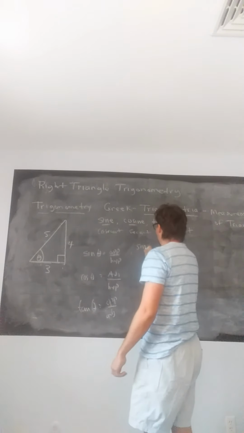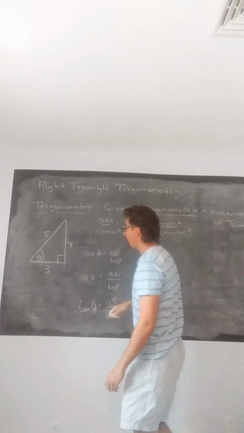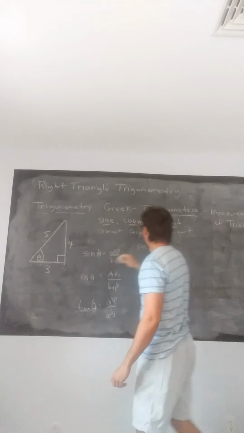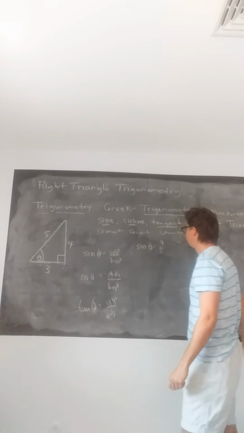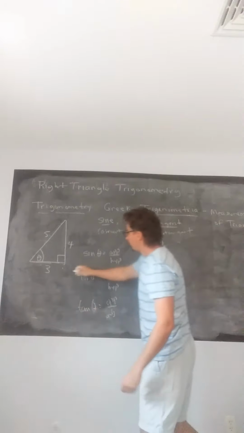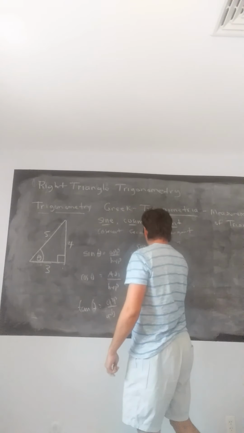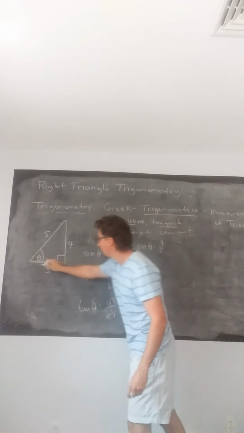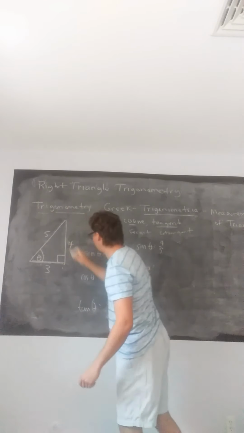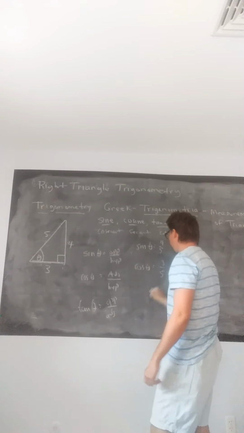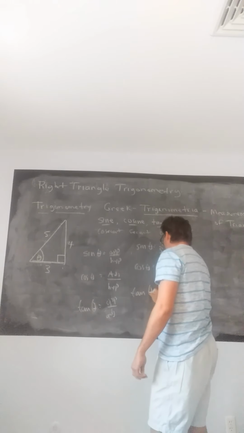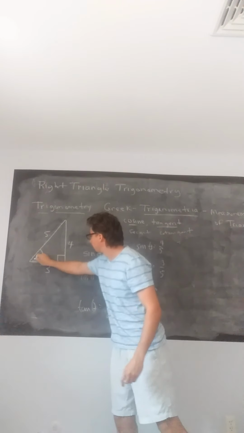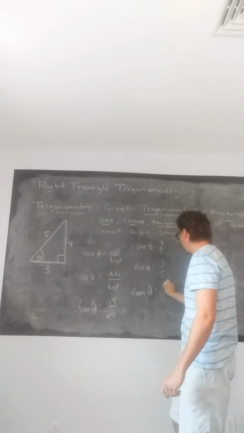So in this one, sine of theta, remember, is the opposite over the hypotenuse. So opposite over hypotenuse, so sine of theta is 4/5. If you want cosine of theta, it is the adjacent side over the hypotenuse. So adjacent over hypotenuse, that would be 3 over 5. And then tangent of theta is the opposite over adjacent. So opposite over adjacent is 4/3.